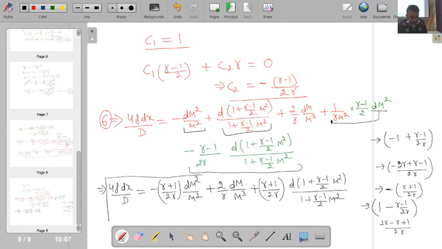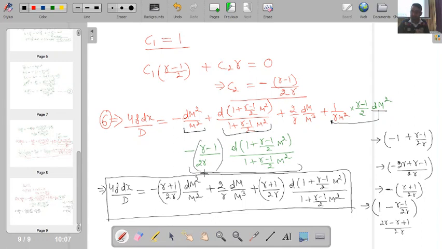Is it clear? This one? Yeah, this is in bracket like this. So this minus is basically with the entire term, not with gamma. Okay, up to this, is it clear?